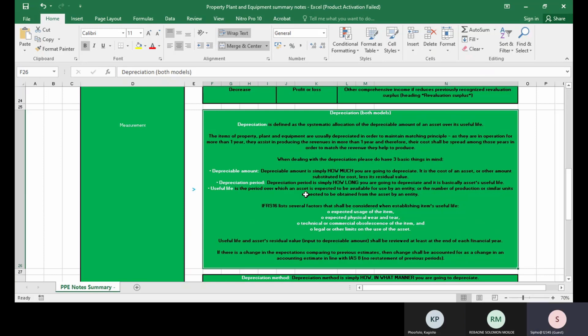Sorry, I forgot to include the definition of a residual value because it's not in the standard, but I will discuss it in the next lecture, so that you get an understanding. Okay. Depreciation period. You need to know the depreciable amount, and then you need to know the depreciation period. Depreciation period is simply how long you are going to depreciate, and it is basically the asset's useful life.